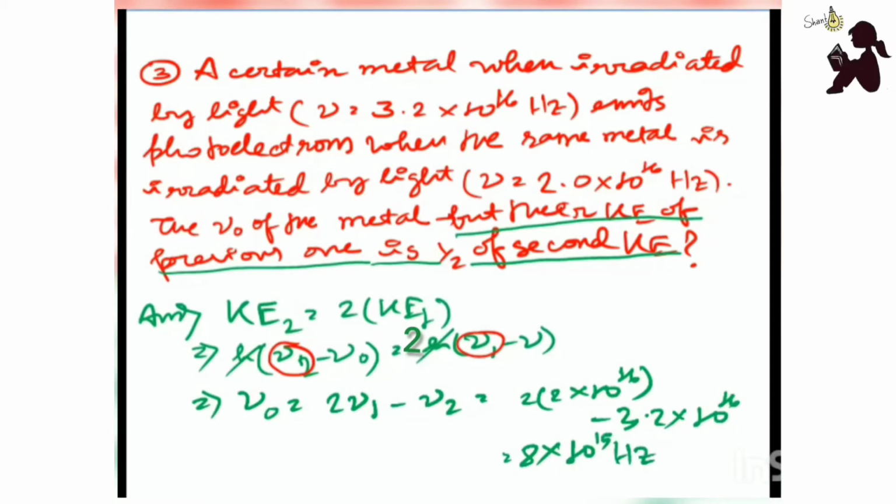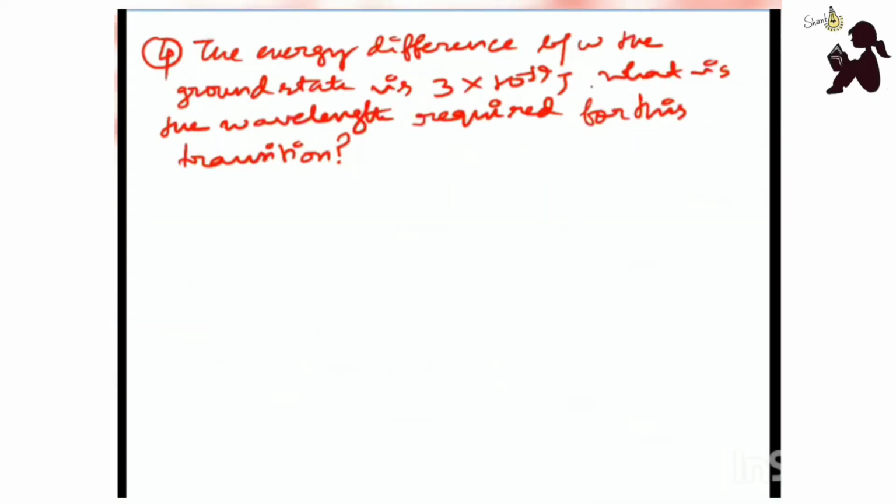Now let's see the next question. The energy difference between the ground state and the excited state is 3 into 10 to the power minus 19 joule. So what will be the wavelength required for this transition? Okay, so let's see that.